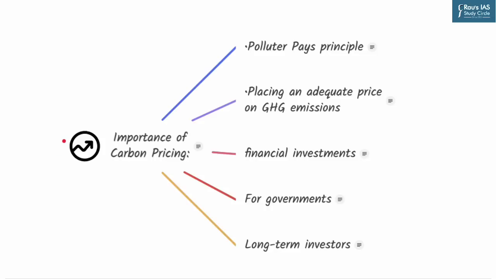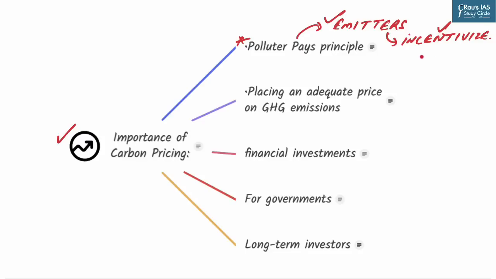Now, let us look into the importance of carbon pricing. First, it follows the polluter pays principle. It holds emitters responsible for the emission rather than deciding on who should reduce emissions where and how. It incentivizes the emitters to transform their process to lower emission. In this way, the overall environmental goal is achieved in the most flexible and least cost way to society.